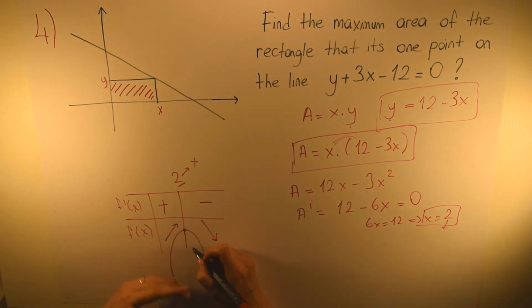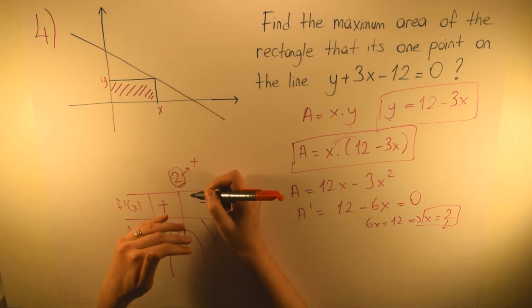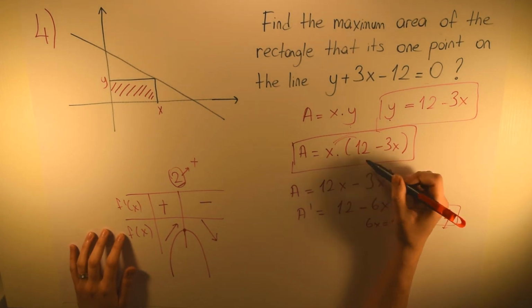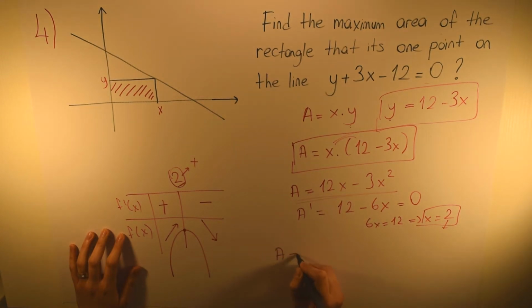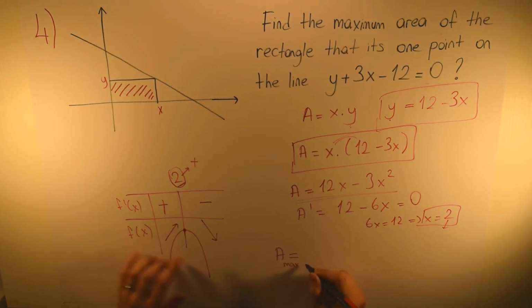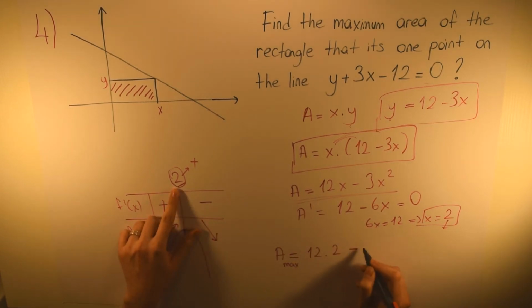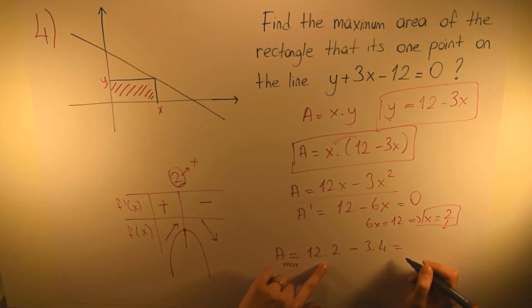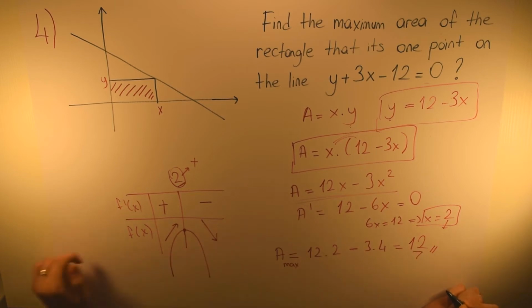You see, so all I need to do is take this 2 and put it instead of x in our function. So let's do that. What was the formula for area? It is this one, right? So our maximum area is equal to 12 times 2 minus 3 times 2 squared, it is 4. So it is 24 minus 12, which is equal to 12. So this is the answer for our fourth question.